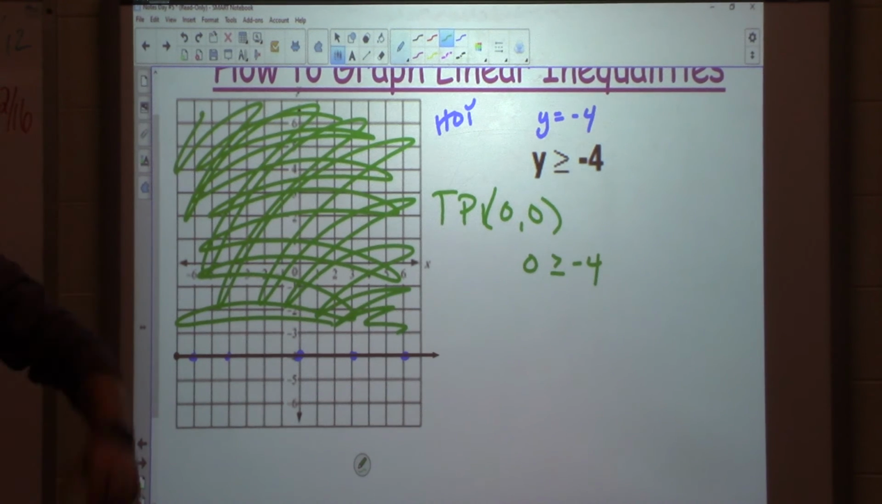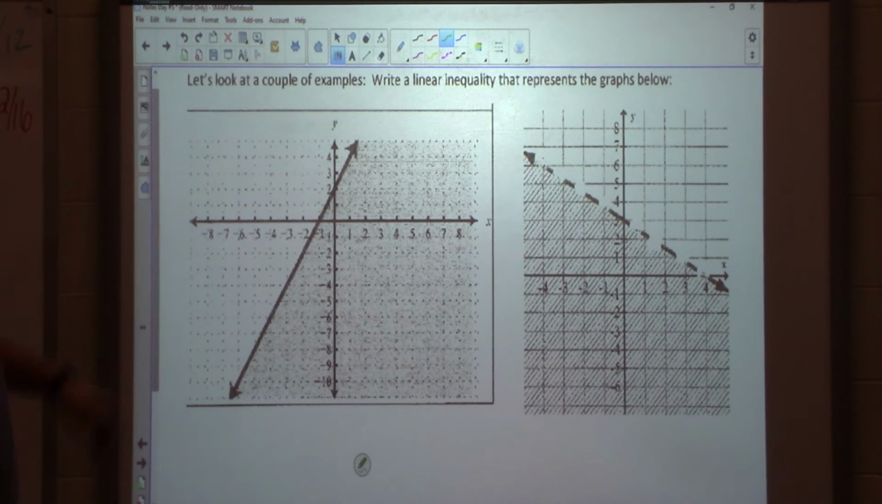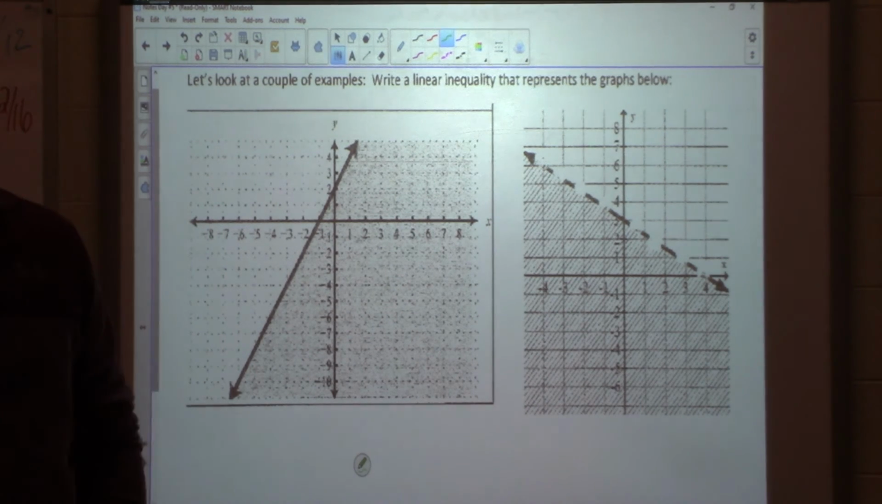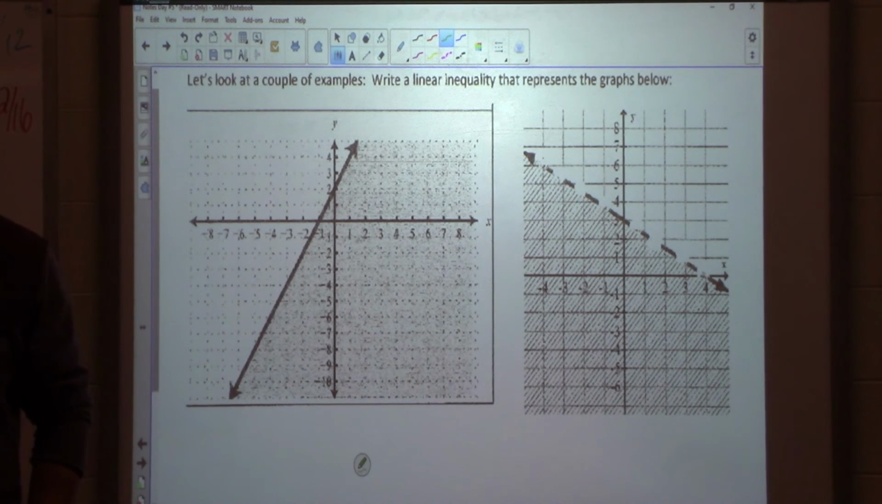Okay. Let's try one of the writing equations. Maybe we'll have time for two. So we're looking at a couple of examples. We're going to write a linear inequality that represents the graph. Let's think about that. How can we do that? It's solid, so I know it's going to be or equal to, so that's helpful.